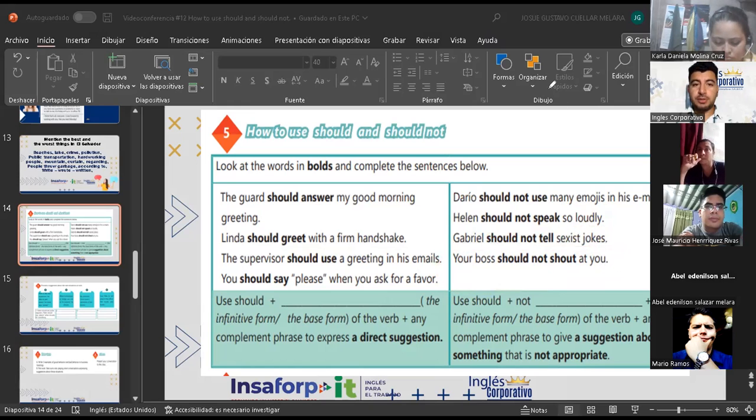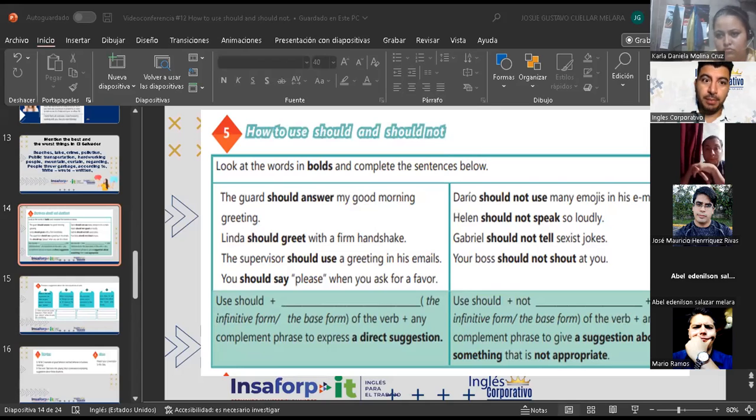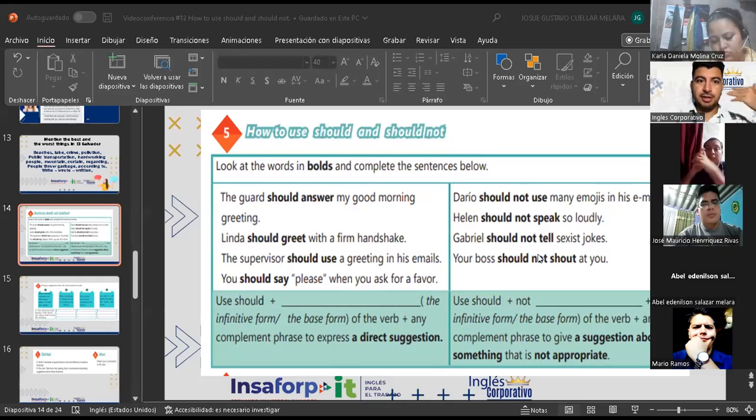Ok, good, shout. Hay una canción de los Beatles que se llama así. Twist and shout. Ok, si dicen shoot es disparar. Y si dicen shot, disparo, o también como se le conoce, un shot de tequila, ok? But twist and shout. En este caso, your boss should not shout at you. Tu jefe no debería de gritarte. Unfortunately, in El Salvador, that's kind of common in some companies. The bosses, they think that they are so superior and they can shout at you.